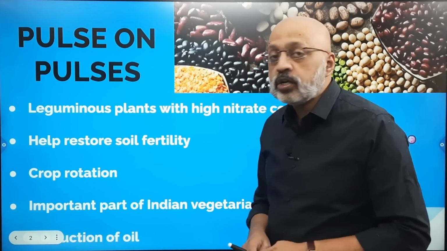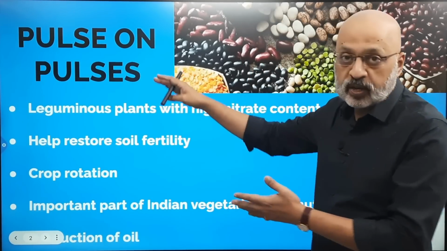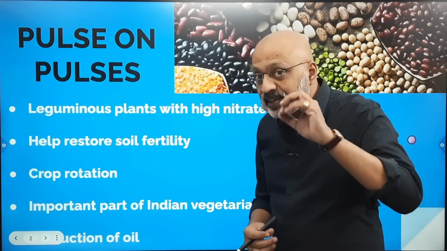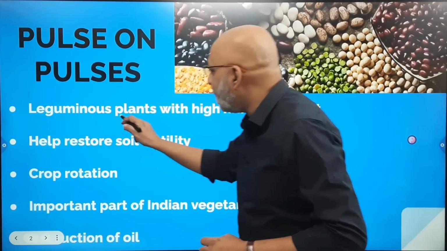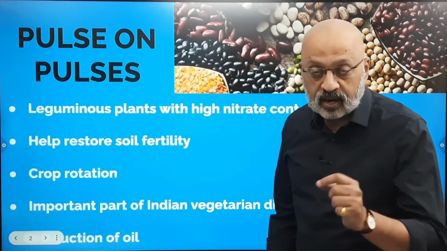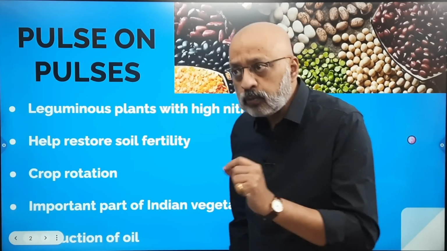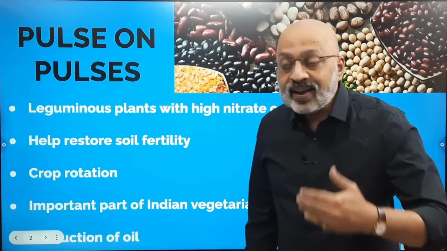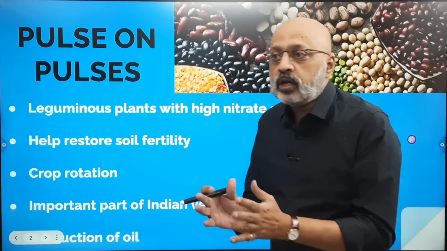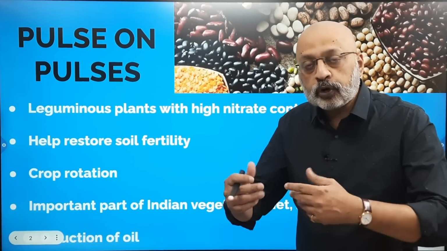Now you also need to know the definition of pulses, which could also come as a 1 or 2 mark question. So what are the keywords? The keywords are leguminous plants. That's one of the keywords as far as pulses are concerned. They are leguminous plants with a high nitrate content, another keyword, and they help to restore soil fertility, and hence they are grown in the course of crop rotation. That is, they help in crop rotation because they help in restoring soil fertility.